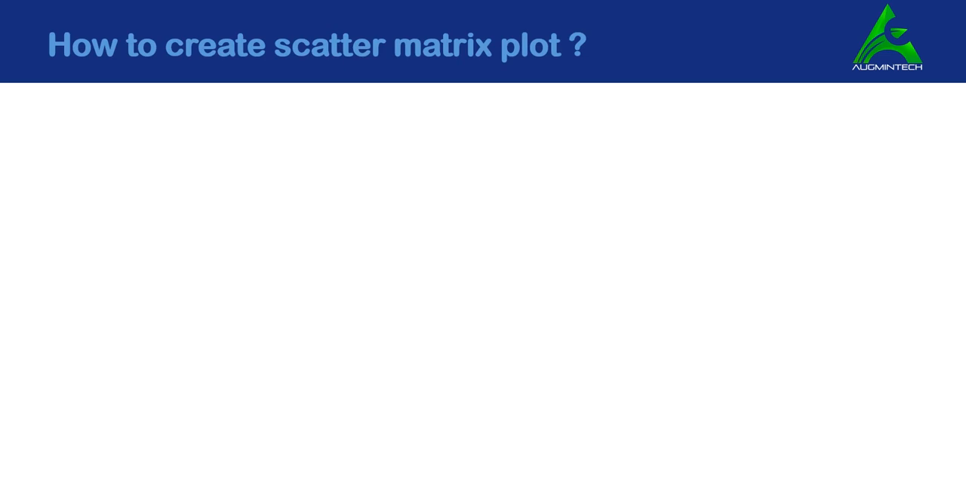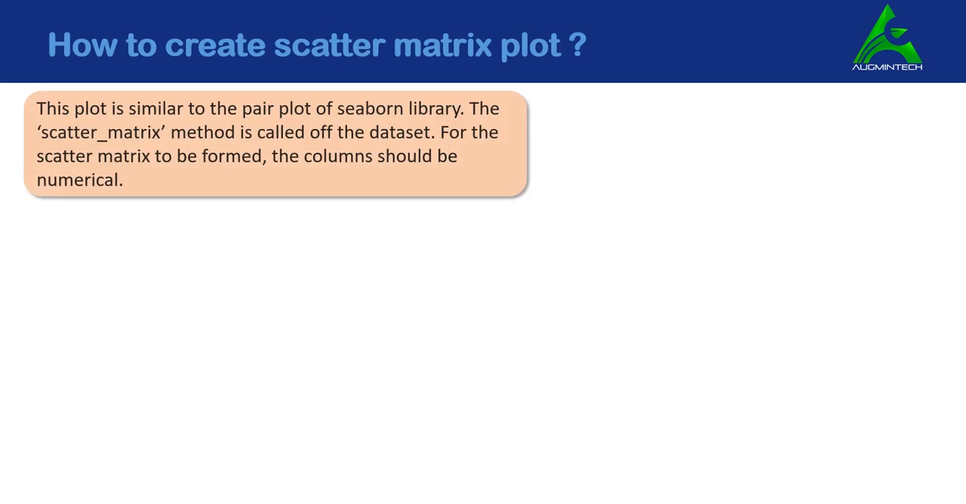Now let's see how to create a scatter matrix plot. This plot is very much similar to the pair plot of the Seaborn library, which gives us the pairwise distribution between the columns when working on bivariate data. The scatter matrix method is called on the data set. For the scatter matrix to be formed, the columns should be numerical. It will automatically exclude the string or object columns.